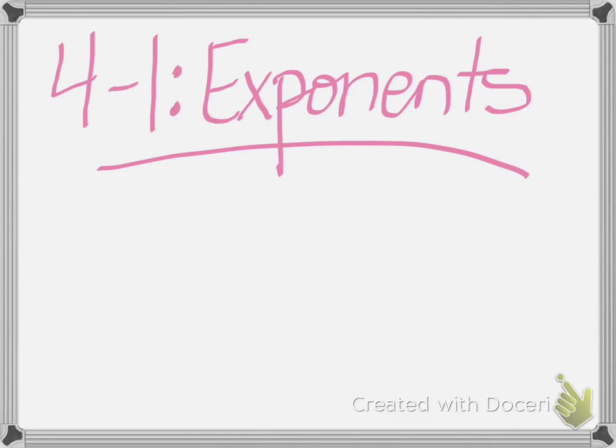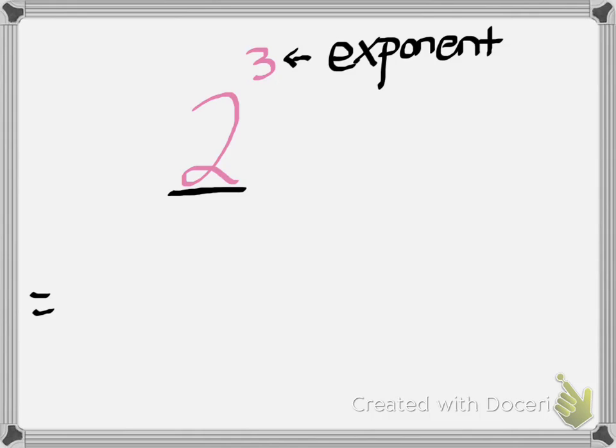Let's start chapter 4, which is all about exponents and roots. 4.1 is exponents, and we're going to see what that looks like. So first, let's talk about the vocabulary.